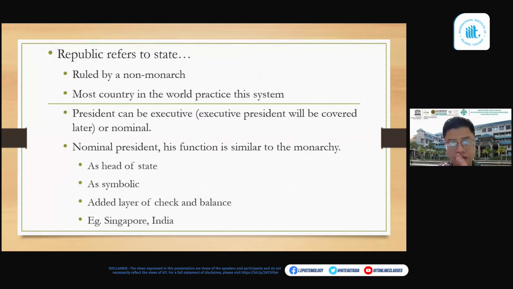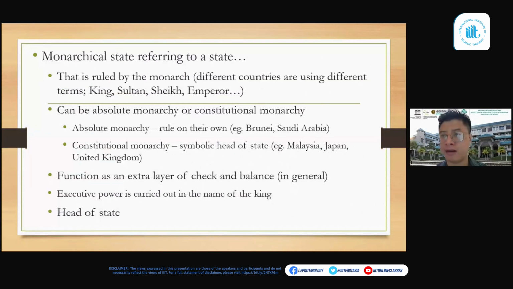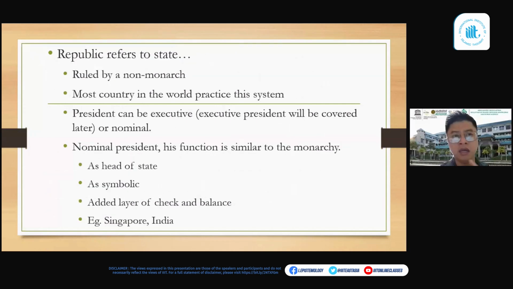Now, next one, we talk about republic. Like what I mentioned just now, when we talk about monarchy system, whether absolute or constitutional, you have the monarch, the royalty blood, as the head of state. And for constitutional monarchy, basically as a head of state, not as a head of government. But for Republican system, they act as both head of state and head of government.